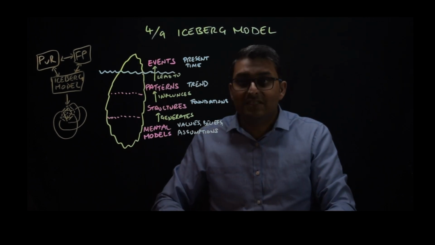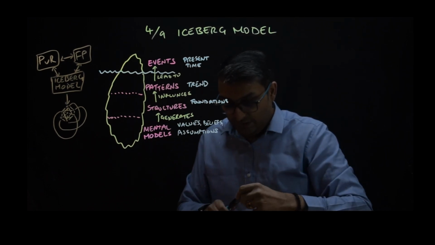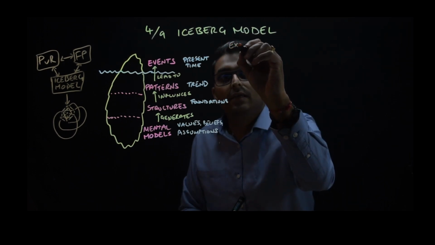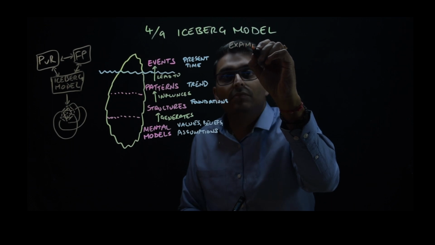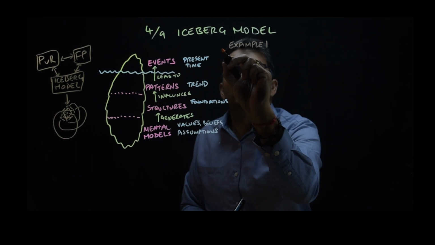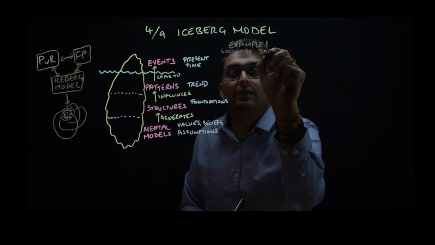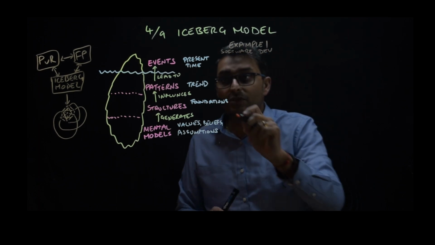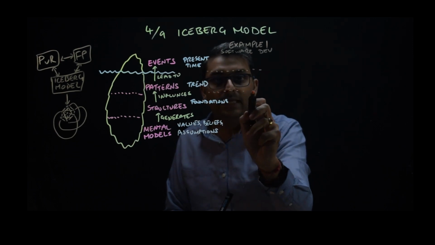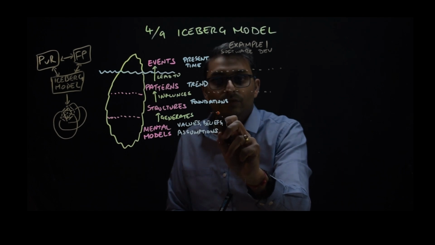So let's look at a couple of examples. So I'm just going to actually use a different colour. Let's call it example 1, which is about software development. I'm just going to put some dots here just to separate.